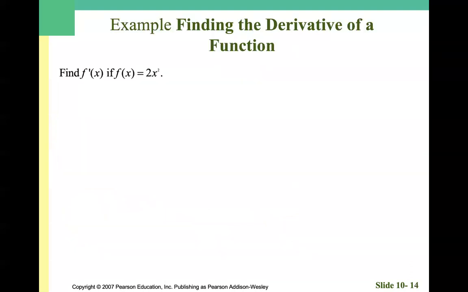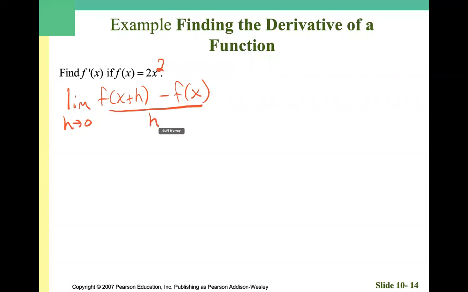Find f prime of x if f of x equals 2x squared. It's a 2 there, just so you know. So rather than finding f prime of 3, we're going to find f prime of x. The process will be the same. It's a little more abstract because we're going to have variables instead of numbers. The process is the same. It's going to be the limit as h approaches 0 of f of x plus h minus f of x over h. That's just the rule we just looked at. That's how we can find f prime of x. That's what was just on the previous slide.